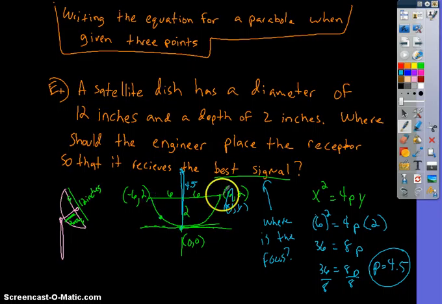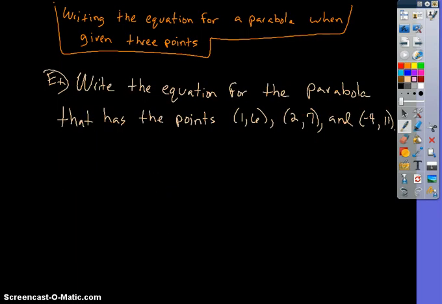One of those points will be some other point, not including the vertex. So let's talk about those now. Write the equation for the parabola that has the points (1, 6), (2, 7), and (-4, 11). Notice it didn't recognize any of these points being the vertex. All these points exist somewhere on the parabola.